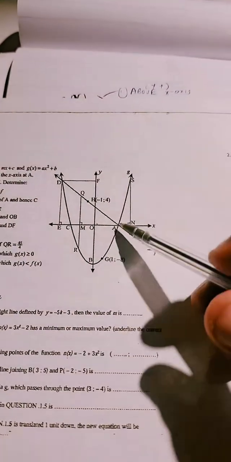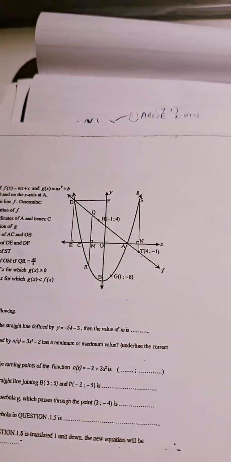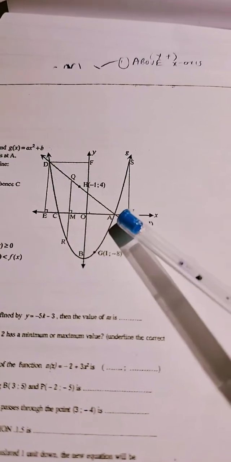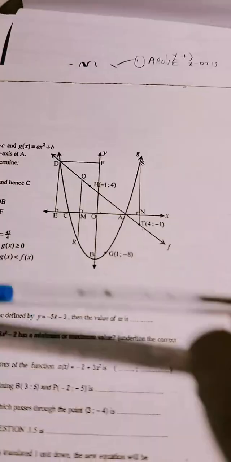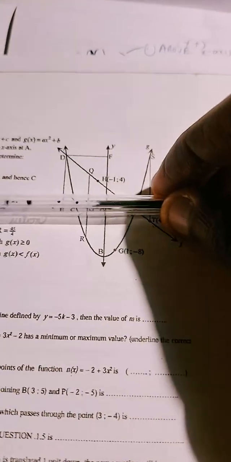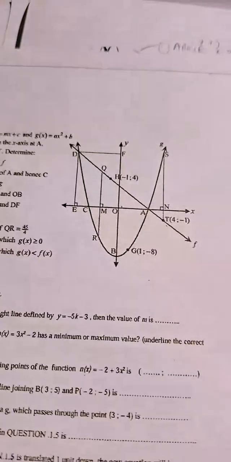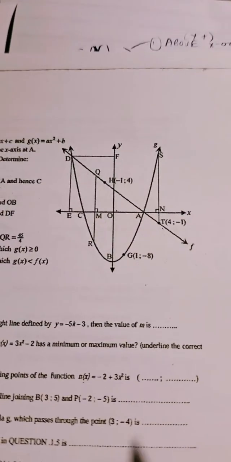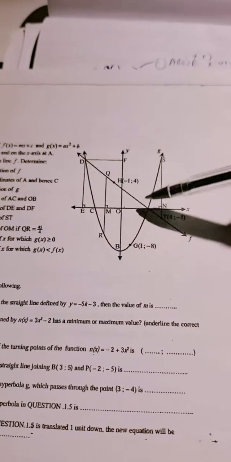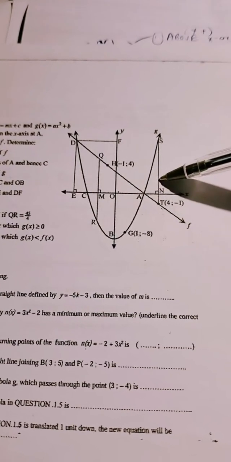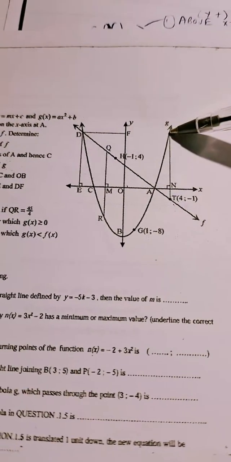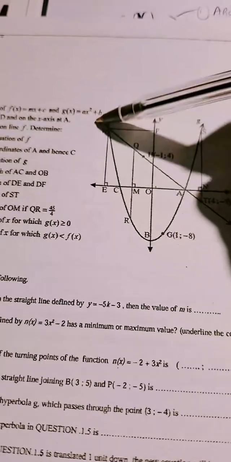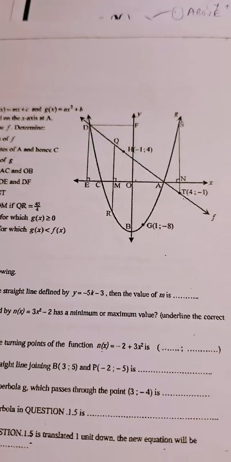If the parabola is concave up like this, where is the function of g of x above? Where is it greater than or equal to the x-axis? I'm sure you can see that on this side the function is above. Also on this side the function is above.